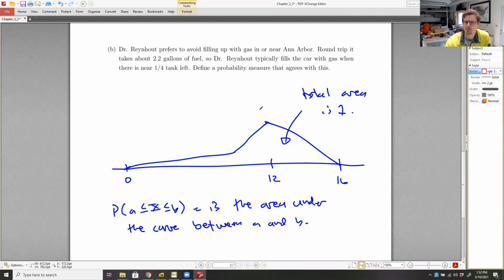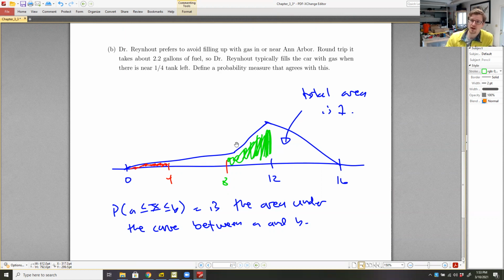So if I wanted to talk about the probability that I need between 0 and 4 gallons, what's the probability that I'm going to need between 0 and 4? Not very likely, small probability. Compare that to the probability of needing between, let's call it 8 and 12 gallons of gas. There's a significantly larger probability here, significantly more area, because this is where I typically fill up. So we could define the probability measure to just be the area underneath this particular curve.